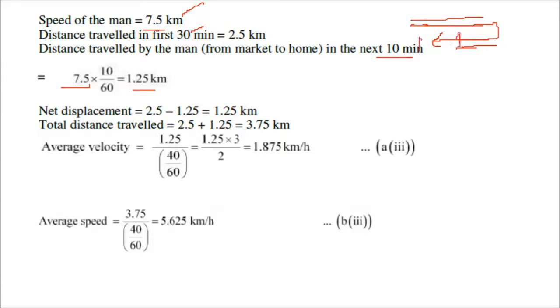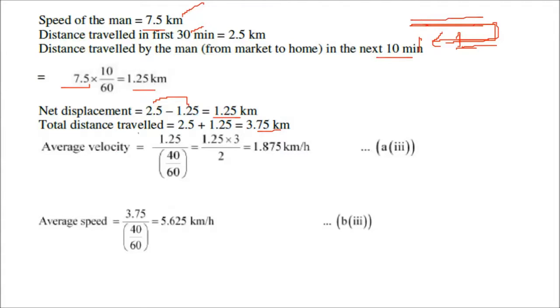2.5 is the total distance. So what is the displacement from this point to this point, which is 2.5 minus 1.25, which is 1.25. But what is the distance traveled? 2.5 is this one, the distance we are talking about. 1.25 is this one. So in all, the total distance traveled will be 3.75.